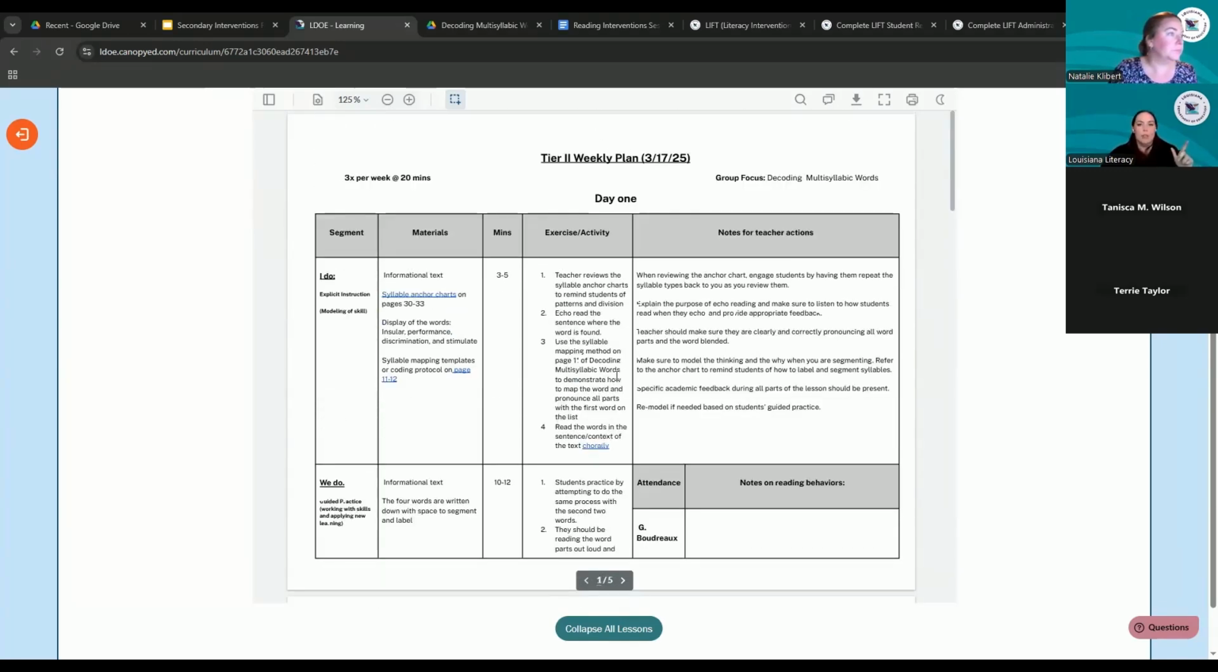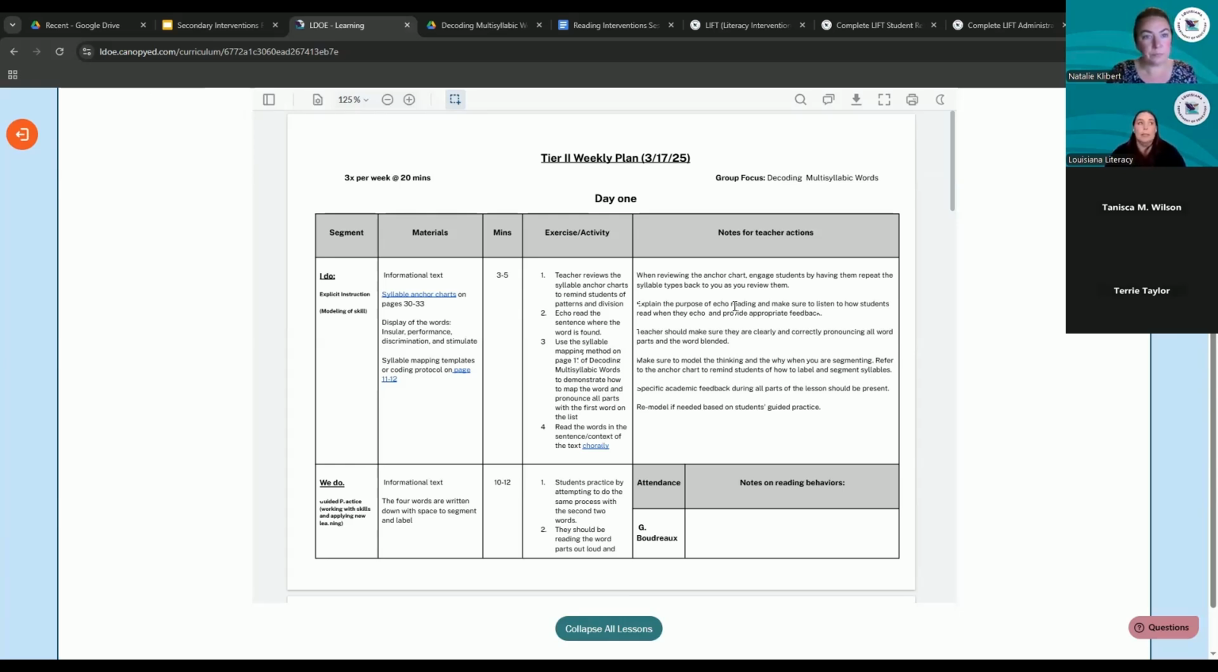So first thing they do, they're going to come in and I'm going to review with them, because remember, I already taught them the syllable types and division patterns, and I have some anchor charts already. So I'm going to review those with them for the start of the little session. Because we want to make sure that we're really paying attention to the best practices of direct and explicit instruction, I want to make sure that I'm still engaging them as much as possible in that moment. So I say something, then they say something back to me. I do something, they do something back to me.